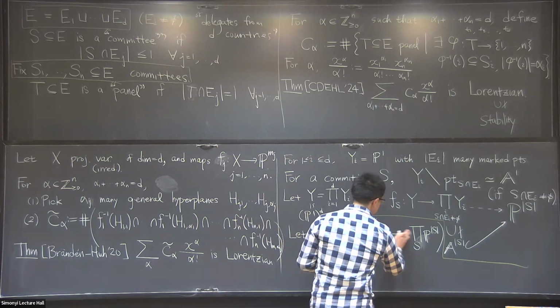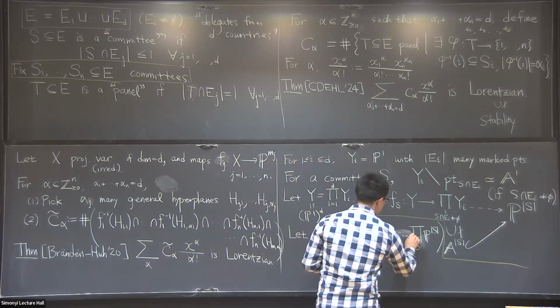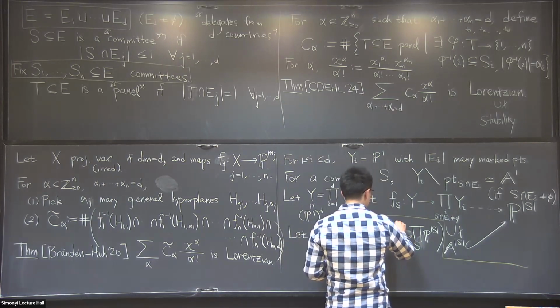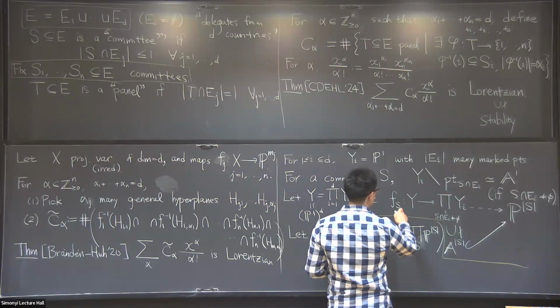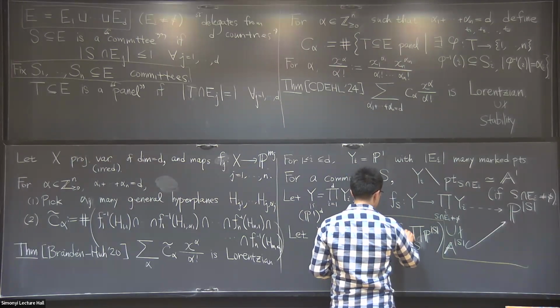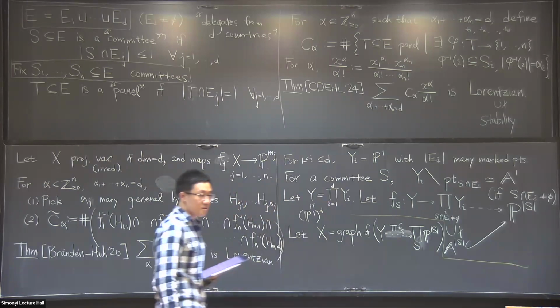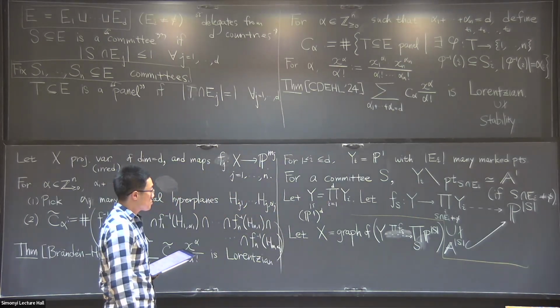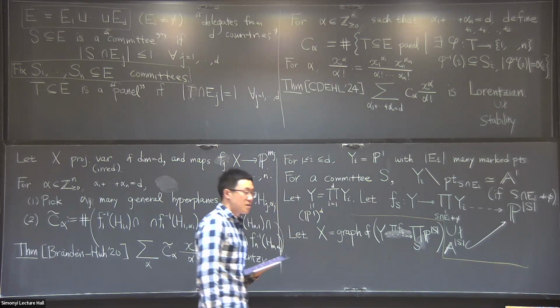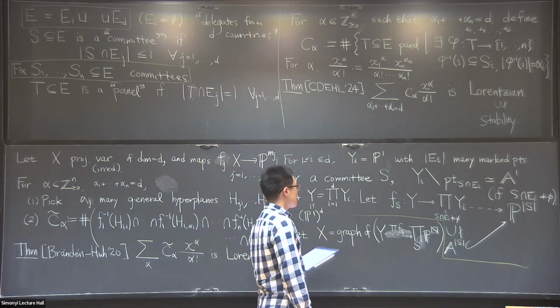A graph of, this is a rational map where you product together all these various different S, X of S. How to think about rational maps.